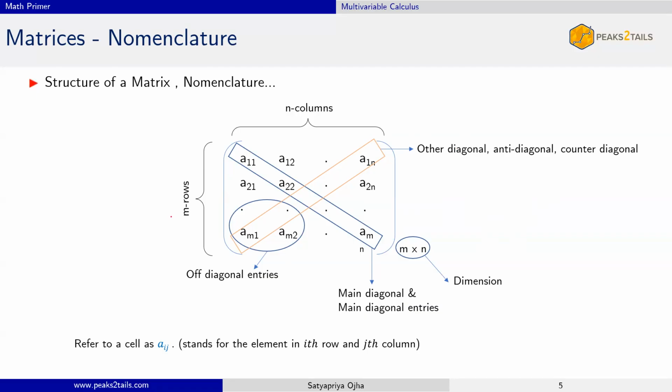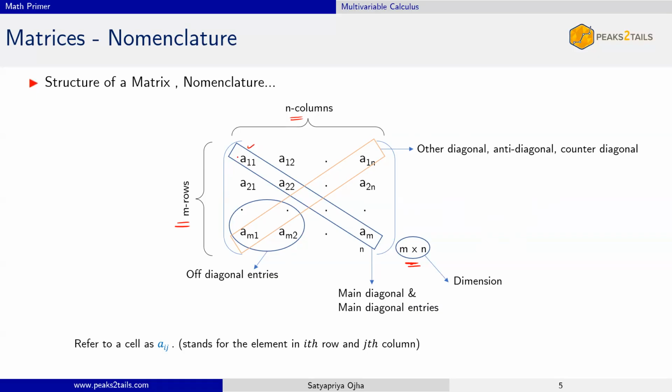So in general, a matrix can have, let's say, m rows and n columns. If that's the case, we say that the matrix has an m cross n dimension. First rows, then columns. M rows, n columns, m cross n dimension.